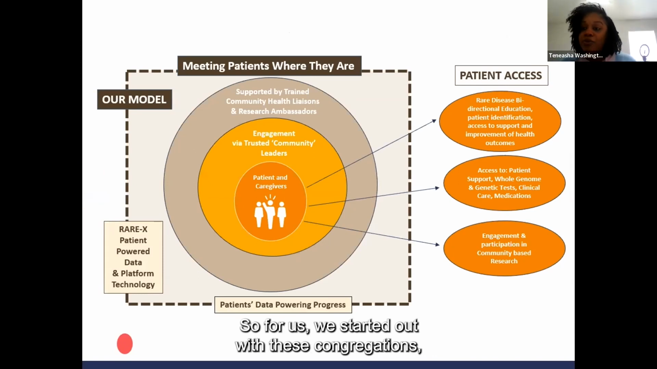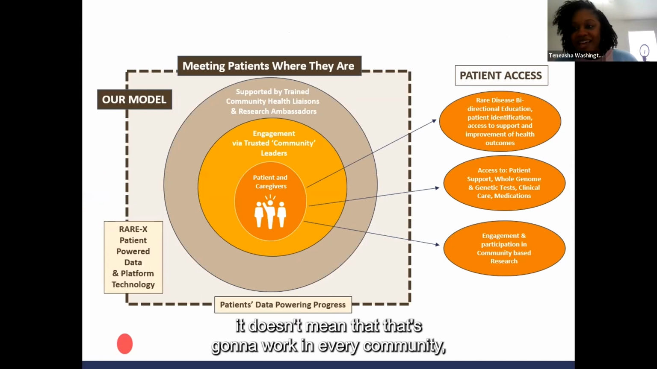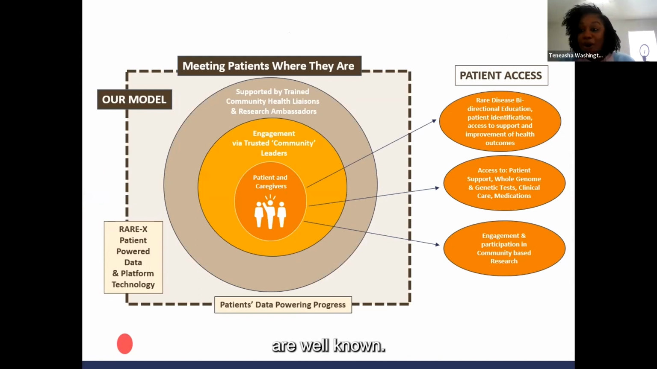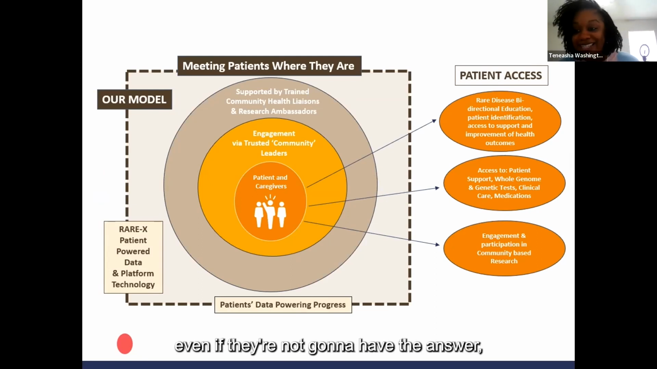So for us, we started out with these congregations. Again, this is a pilot. It doesn't mean that that's going to work in every community, but these congregations have people that are well known. People think, if I have a question about this, I'm going to go to that person, even if they're not going to have the answer, just because I trust that individual.